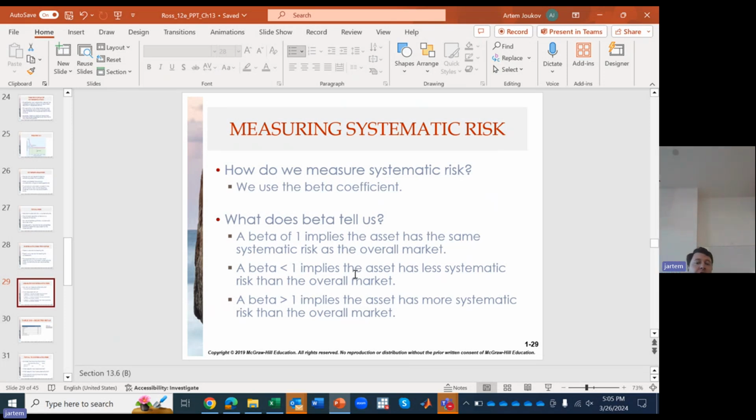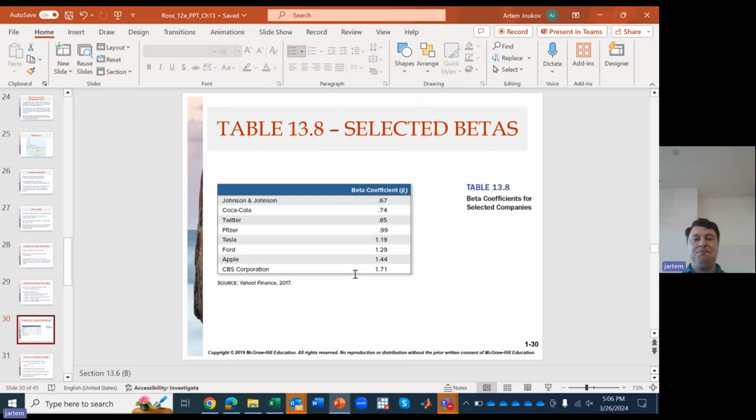So basically, if you got a beta that is greater than 1, the stock has more systematic risk than the overall market. And it's going to usually be more volatile, okay? If you've got a beta that's less than 1, vice versa, right? So beta measures that systematic risk, okay? And it's going to be very useful to us here in a minute. Here are some betas. This should be what you expect.